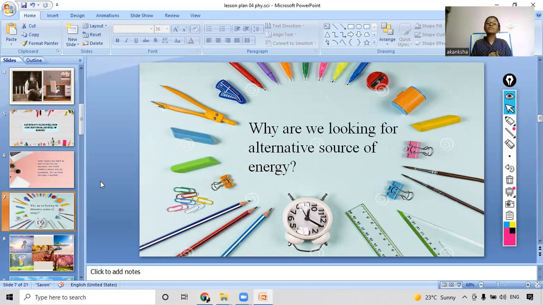We are looking for alternative sources of energy because our current sources are getting finished day by day. Yes, very good. After some time they will be finished completely, so we have to look before they get depleted. Yes, you all are right. Now we will move on and do some more activities and see some more pictures.